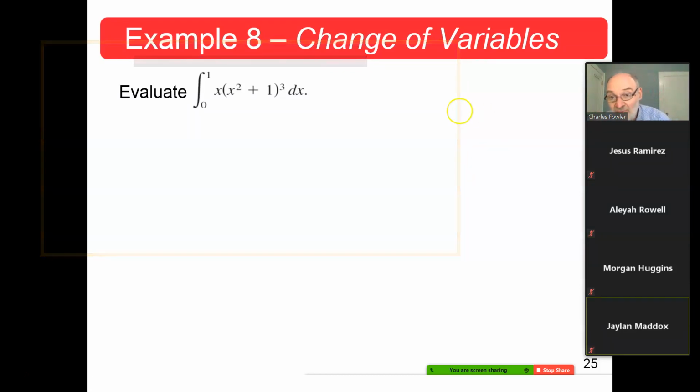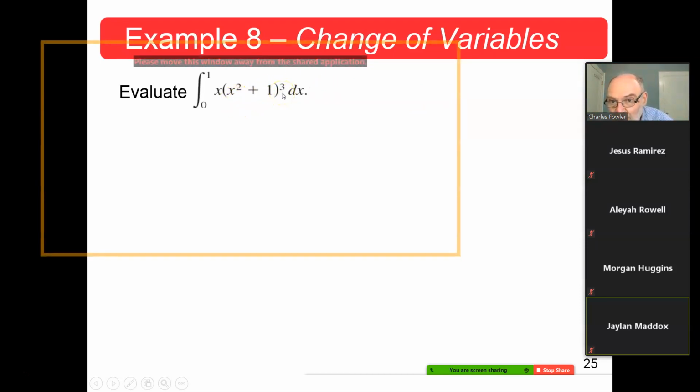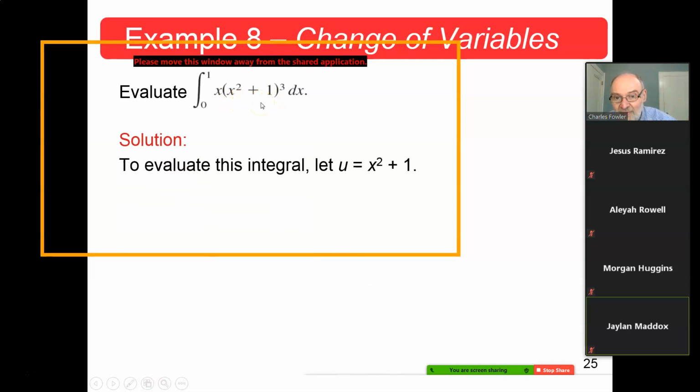Okay, so how do you evaluate this? Just like we did before. Here's the most complicated part, the cubing part. What's the innermost part of that? x squared plus 1. Let that be u. Let's see if that's what they do. Yes, to evaluate the integral, let u equal that innermost part, x squared plus 1. Then what's your next step?